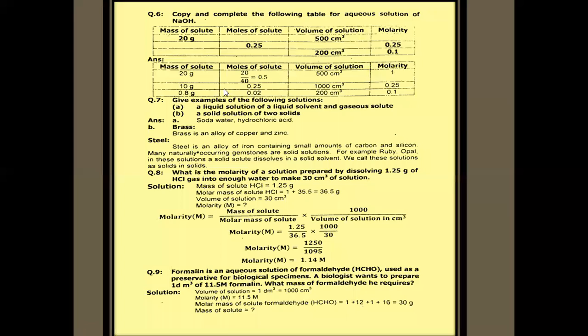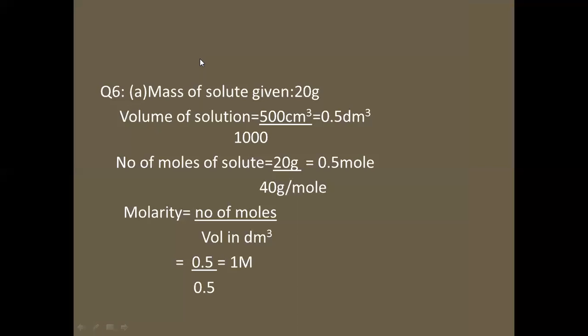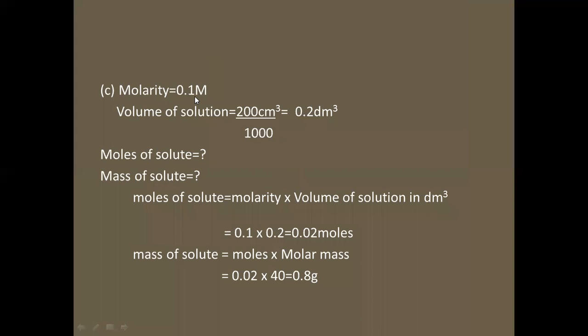Part C. Volume is given 200 and molarity 0.1. We have to find out moles and mass. C part, molarity given 0.1 molar, volume of solution 200 centimeter cube. I told you to convert it into decimeter cube by dividing by 1000. So 0.2 decimeter cube. We have to find moles of solute and mass of solute. First we will find moles of solute, which is equal to molarity into volume of solution in decimeter cube. We will use the molarity formula and from that take out moles of solute. Molarity given is 0.1, volume of solution 0.2 decimeter cube, answer is 0.02 moles.